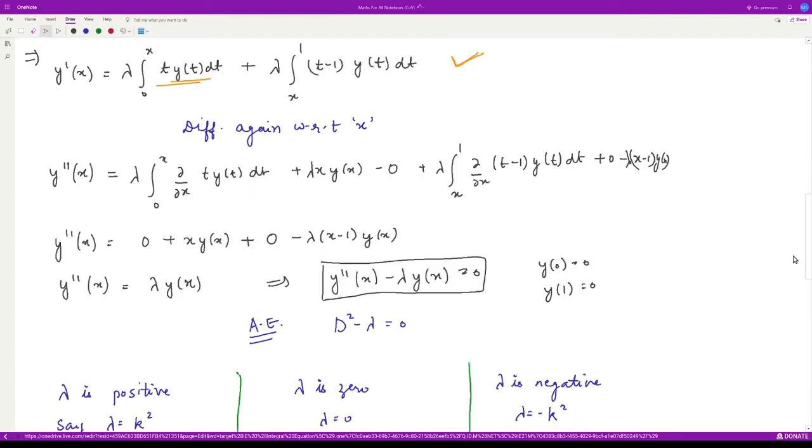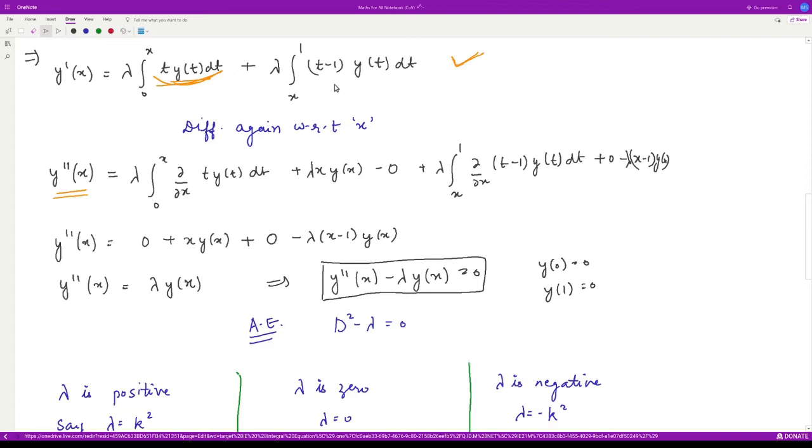So after differentiating again, what do we get? We get y double dash x equals lambda. Again applying the Leibniz rule, we have to take the partial derivative of this term with respect to x, but there is no x, so this term would be 0, plus the derivative of the upper limit, that would be 1, and replacing t with x over here, so 1 into x into y of x, minus the derivative of the lower limit, that is 0 with respect to x, so that would be 0 only.